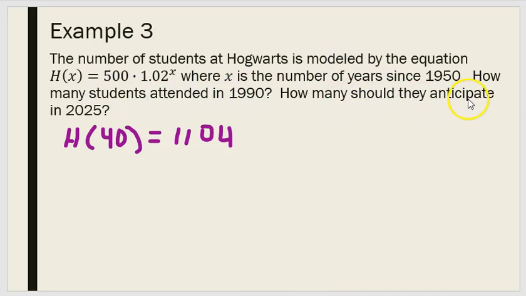Now we're going to look at how many they should anticipate being at the school in the year 2025. Again, my model starts from the year 1950. This is the beginning value. So from 2025 to 1950 is going to be 75 years. So we're going to be looking at what happens when x equals 75 in this case.